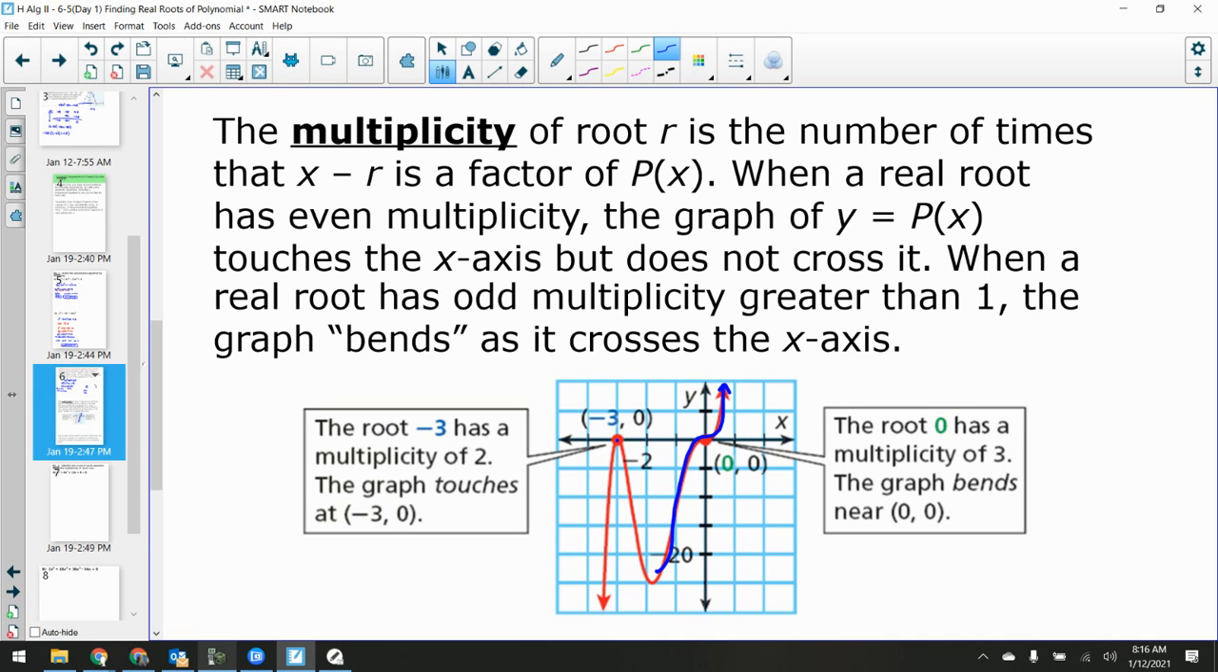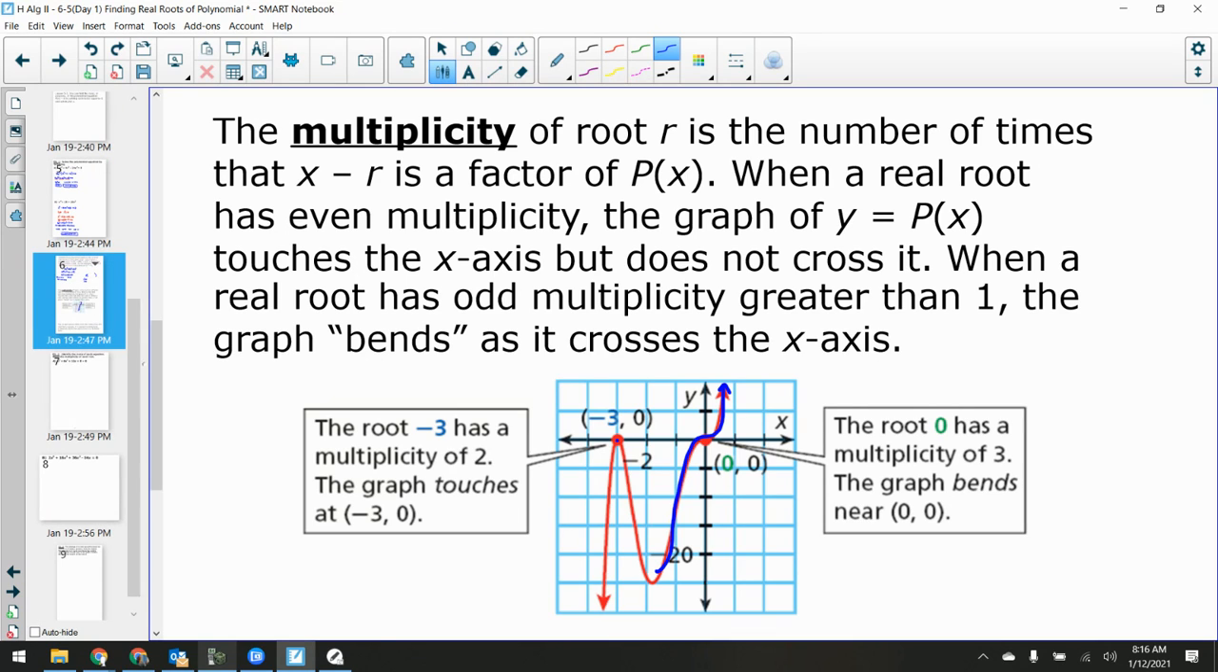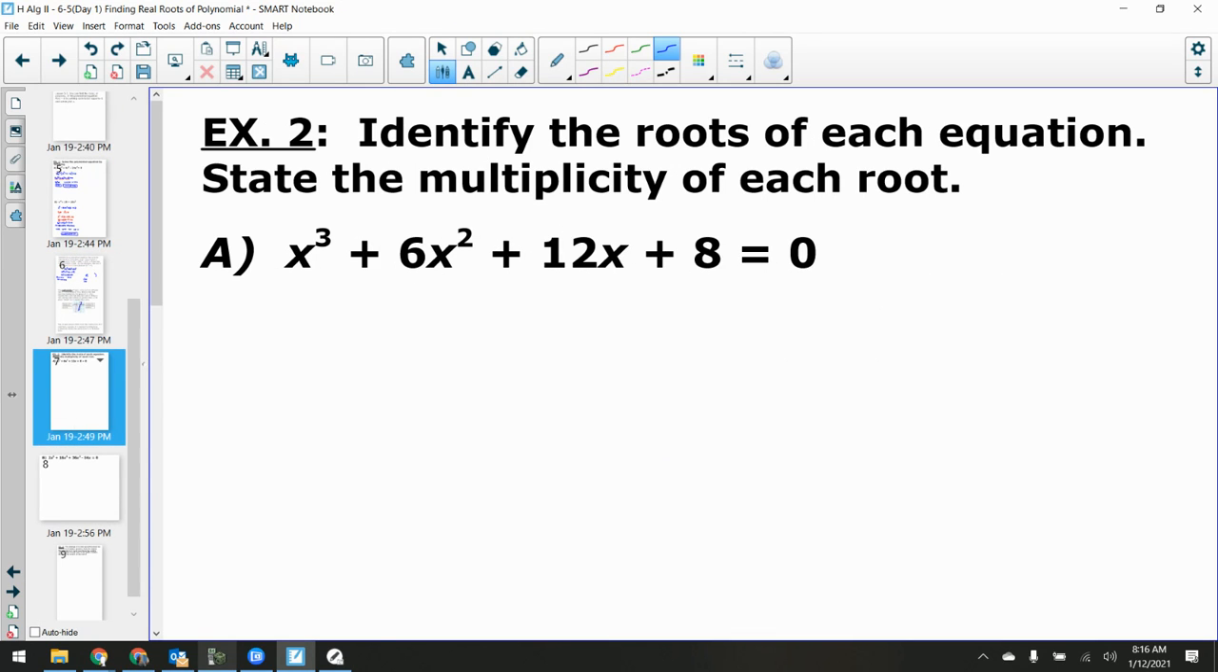Obviously, when I say odd root, I'm disregarding a single root. If it just has a multiplicity of 1, it's just going to go straight through. But if it's anything above 1, it's going to bend through and not go straight through. All right, let's take a look and see what happens here.